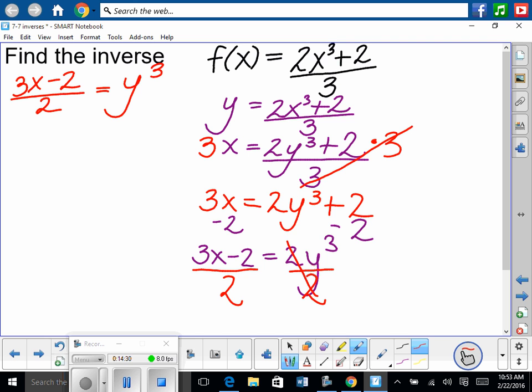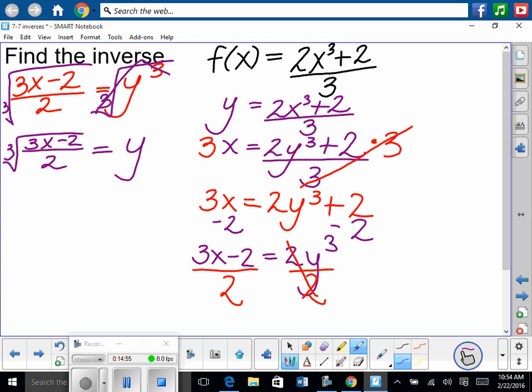What undoes a cubed power? Cube root. Who said that? Right. Cube root. So what undoes a cube power? A cube root. If you wrote square root, that's wrong. Isn't it a cube root? So over here on the left, we have the cube root of 3x minus 2, all over 2, is equal to, the cube root and the cube power cancel out. And that's our inverse. I'm not going to write f inverse of x because I don't want to take the time. Questions?